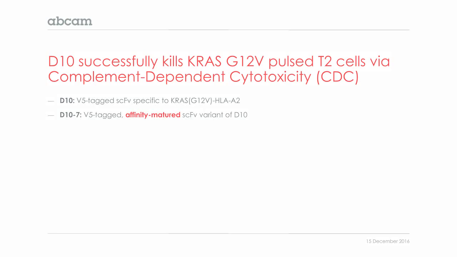In this CDC assay, we were comparing the D10 scFv to one of the affinity matured variants that Axiomx identified. We call this affinity matured variant D10-7. In this case, we were using V5 tagged scFvs, and what we did is we pre-conjugated the scFv to a full-length anti-V5 antibody. That's because, as I mentioned, to carry out a CDC assay, you need that full-length antibody containing an Fc region to fix complement on the target cell surface.